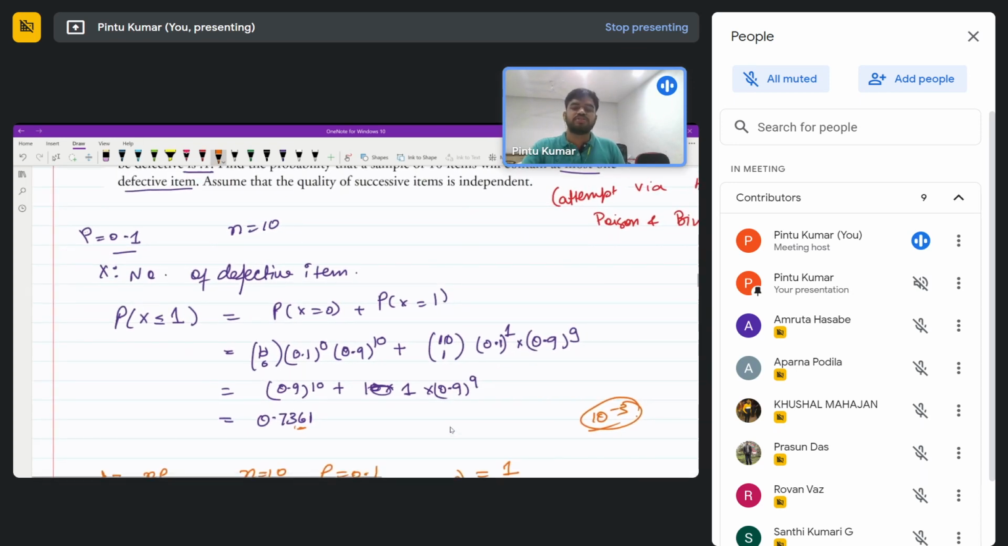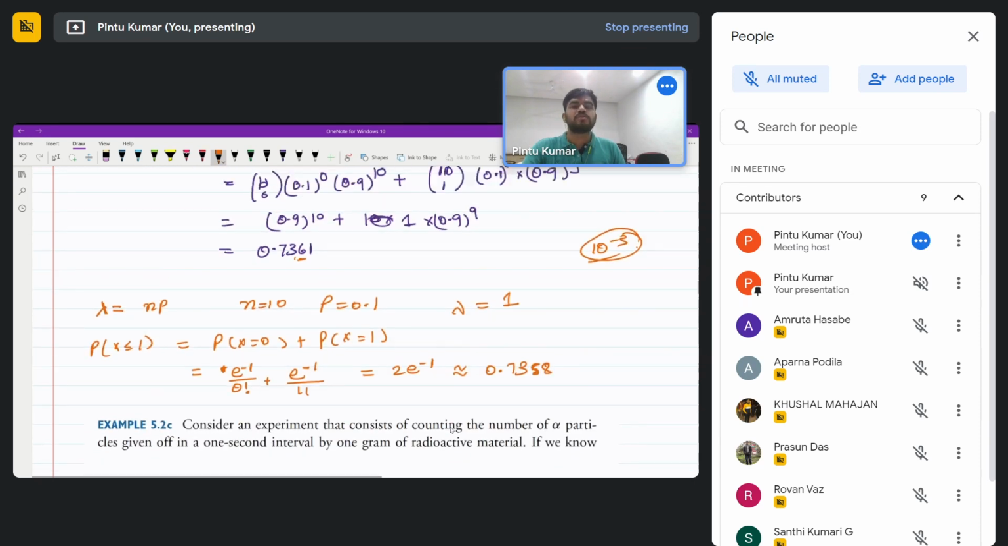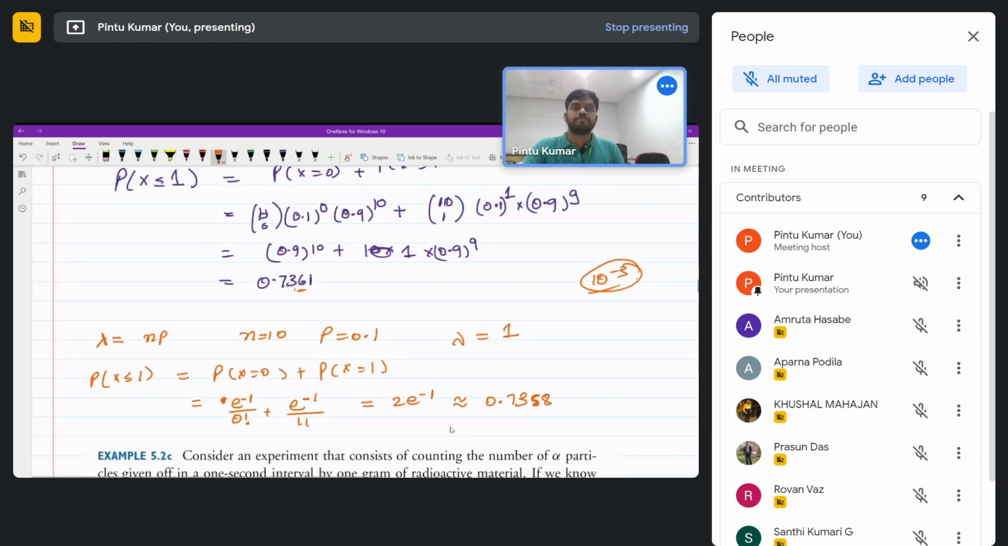Any doubt in the Poisson distribution portion? We have one more question that I'll ask you to solve, but any doubt till now?